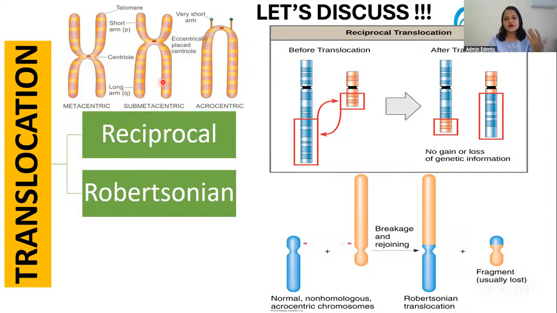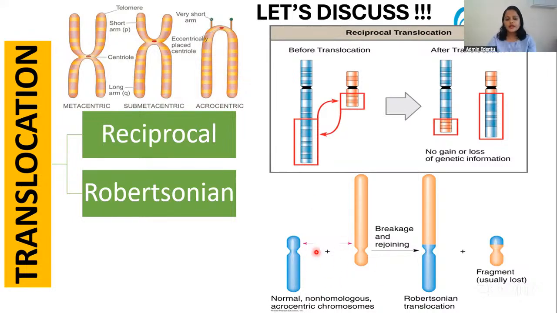Then there is the submetacentric, where the centromere is somewhat towards the terminal end, resulting in two short arms and two long arms like this. Then we have the acrocentric chromosomes. Acrocentric means the centromere is eccentrically placed at the extreme peripheral end. That results in very rudimentary short arms and really long arms. Robertsonian translocations usually happen in these acrocentric chromosomes only.